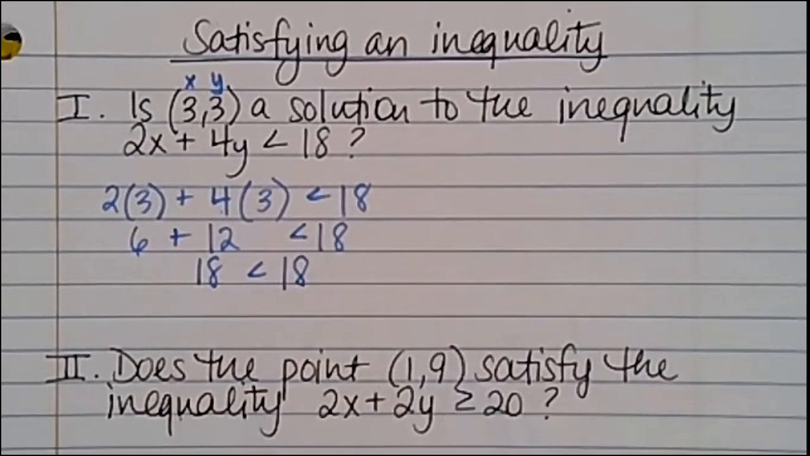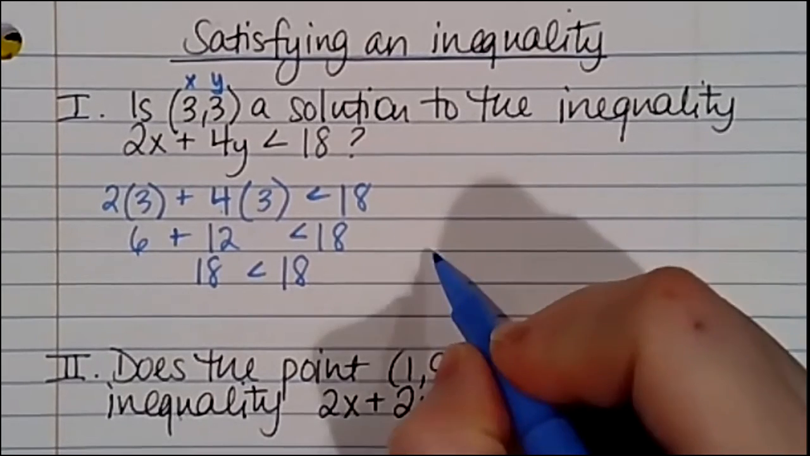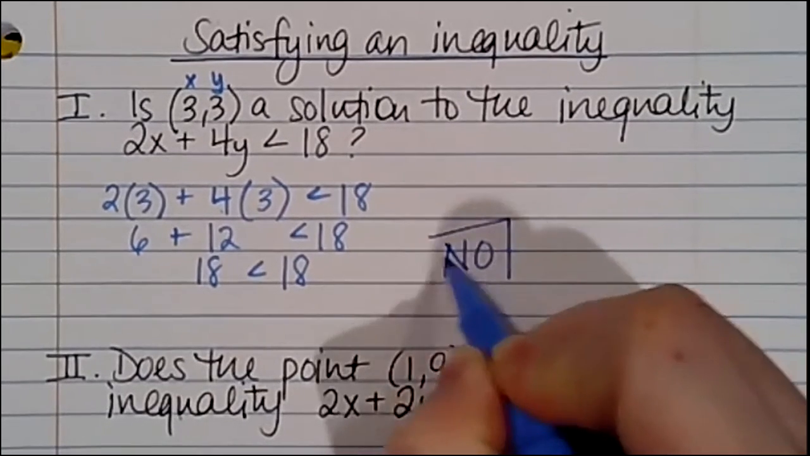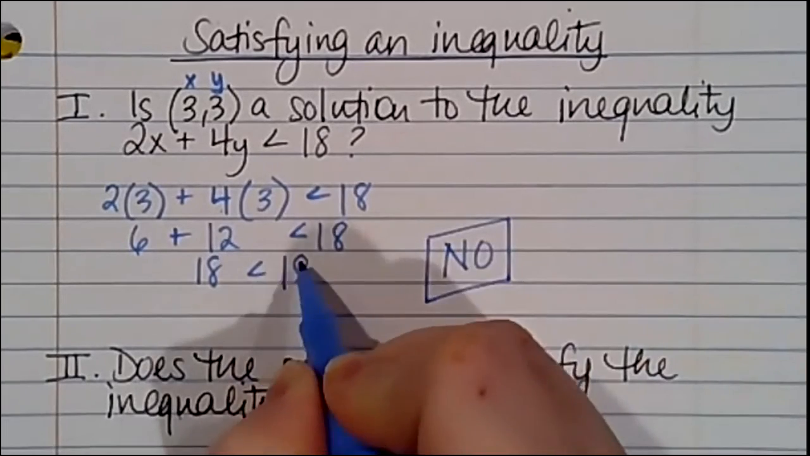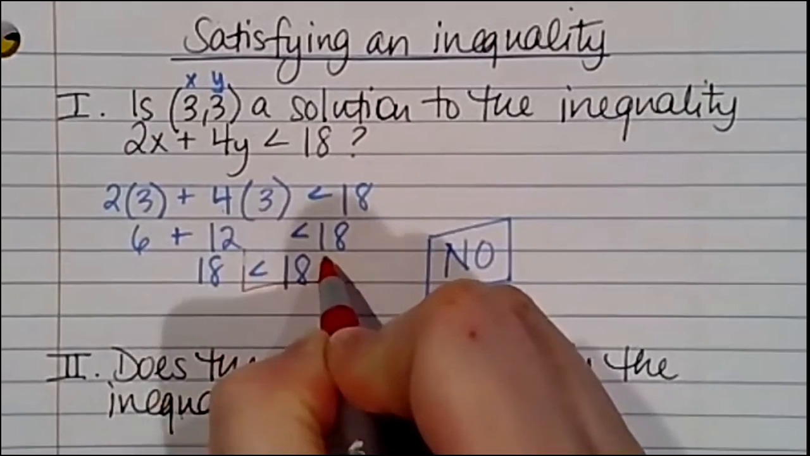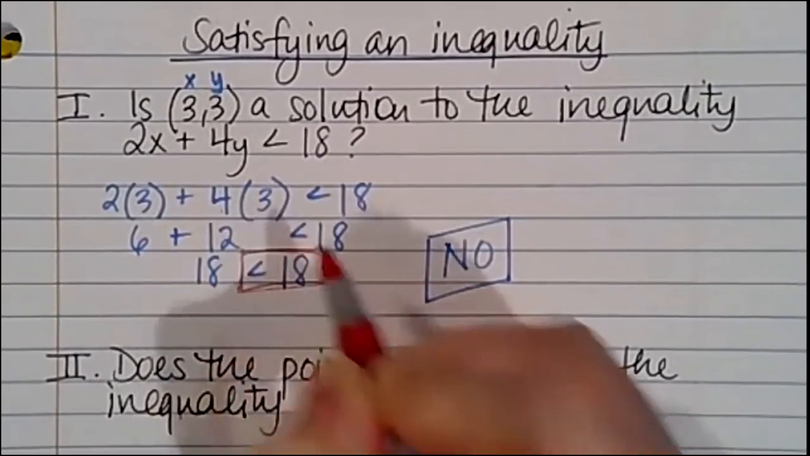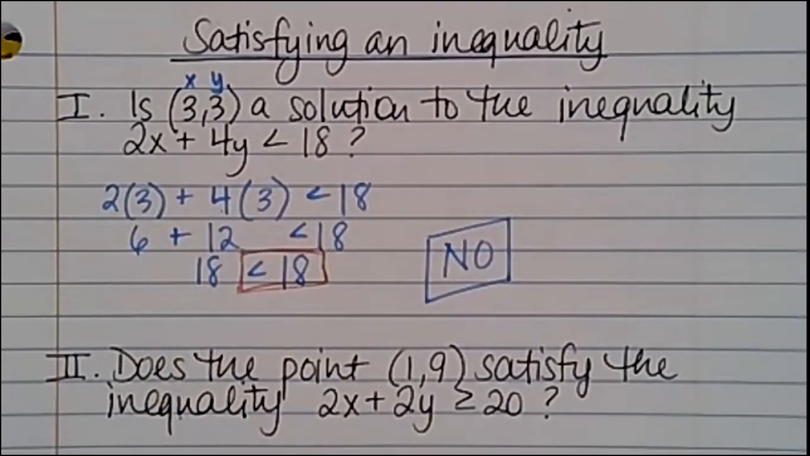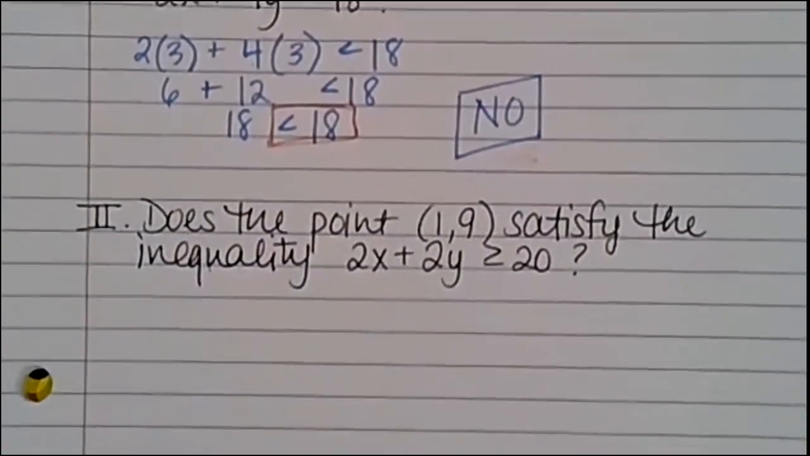Now, is 18 less than 18? No, 18 is equal to 18. So does it satisfy the inequality? And the answer is no, okay? Because the inequality rule here is that it needs to be less than 18. It doesn't say less than or equal to, it says less than. So the answer is no, okay? Let's look at the next one.